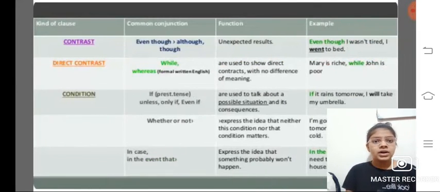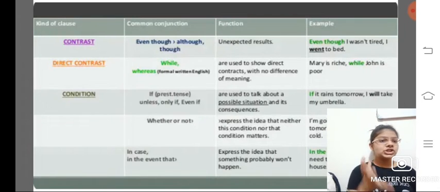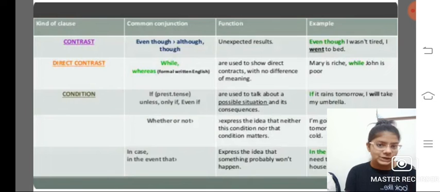Okay, now some more kinds of clause: contrast, direct contrast, and condition. In contrast, there are even though, although, though. In direct contrast, while, whereas. And in condition, if, unless, only if, even if, and also whether or not. Okay, so the functions are given: contrast is used for unexpected results. Direct contrast is used to show direct contrasts with no difference of meaning, and condition is used to talk about a possible situation and its consequences, right?